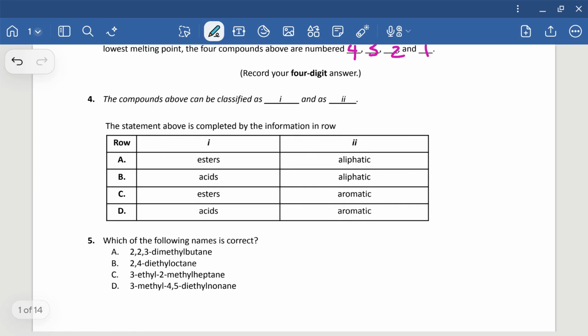How are they classified? They definitely are esters, and there are no benzene rings, so they're not aromatic. They'll be aliphatic. So we'll say that this is A.